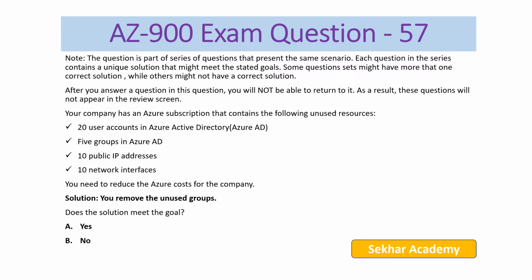The next question is AZ-900 exam question number 57. Question is same. The provided solution is here. You remove the unused group. So does the solution meet the goal? The options we have A, yes, B, no. The right answer is no.